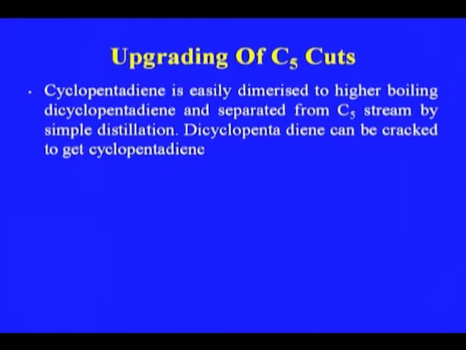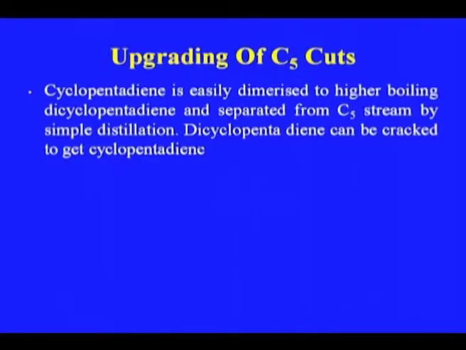Cyclopentadiene is easily dimerized to higher boiling dicyclopentadiene and separated from the C5 stream by simple distillation, because here also the problem of close boiling point fractions is there. So both the combination of fractionation and the adsorption process are the distillation that we are using here. We are using liquid extraction or extractive distillation using some solvent. So cyclopentadiene is easily dimerized to higher boiling dicyclopentadiene and then it is separated from the C5 stream by simple distillation.